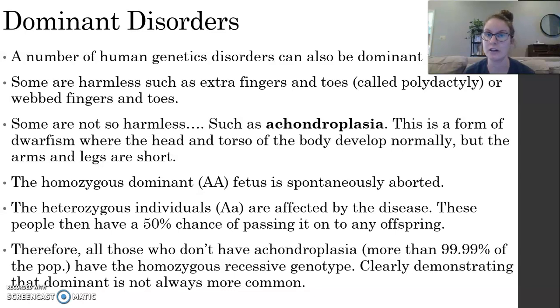If an individual is heterozygous, that means that they are affected, so they will have achondroplasia. So they're not a carrier, okay? They're not carrying it, they have it because it's a dominant disorder. But the heterozygous individuals are going to be the ones that have the disease, and they obviously have a 50% chance of passing it on to any offspring because they have one copy of the dominant allele. Therefore, most of the population, aka almost every single person you know, if not every person you know, is homozygous recessive. We do not have achondroplasia.